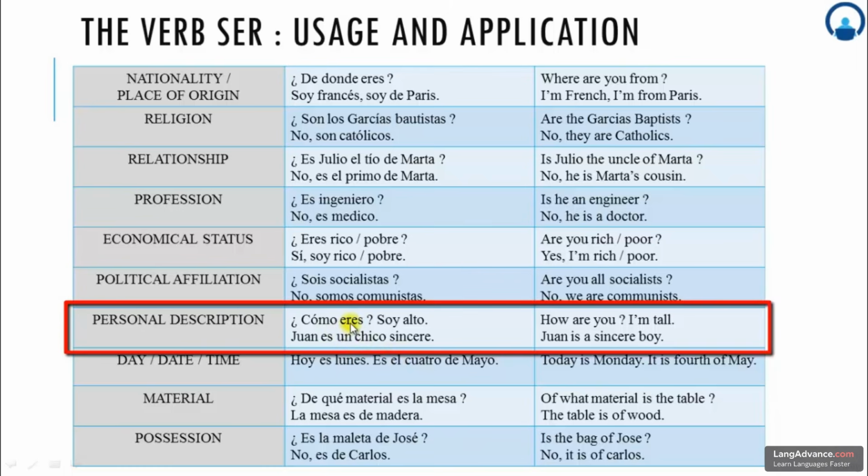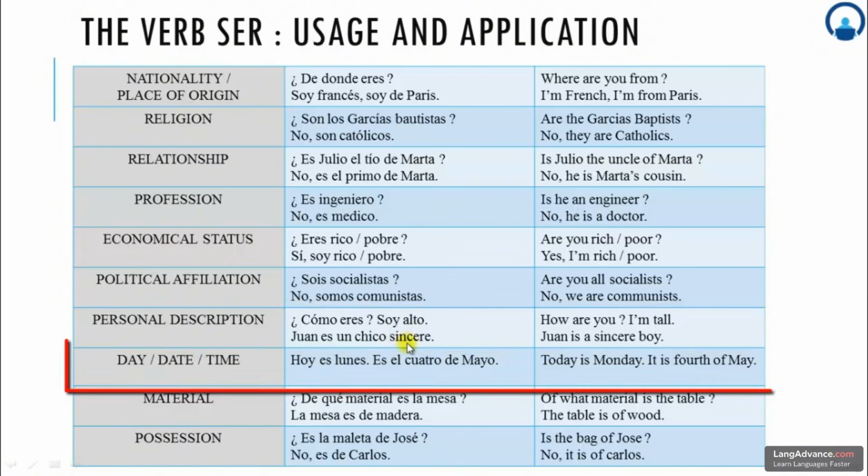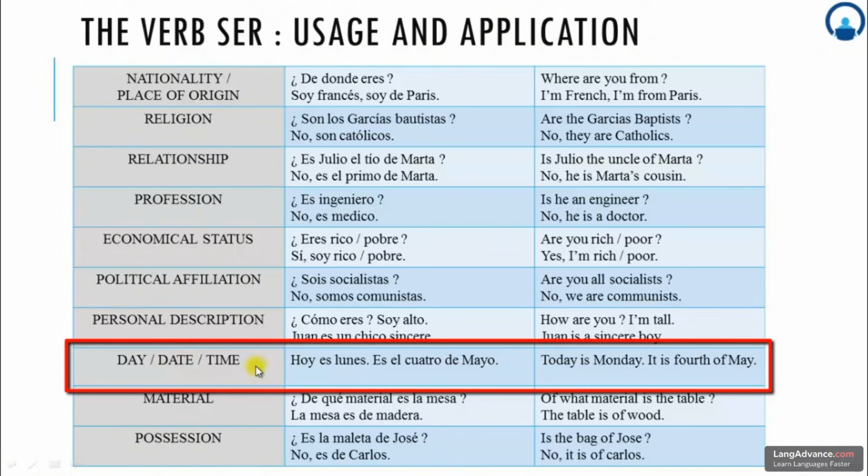Eres is the conjugation of verb ser, and ser is used for the fixed state. So I am asking you how are you in reference to your fixed state. So I have to describe myself that I am tall, I am short, I am whatever, about your attitude. Day, date and time. Today is Monday.